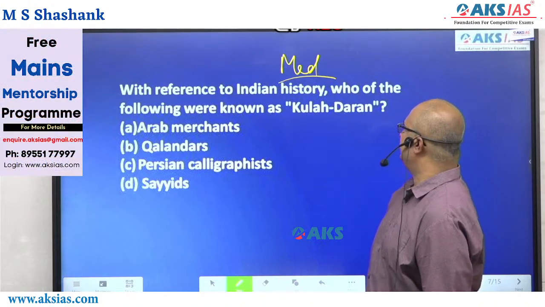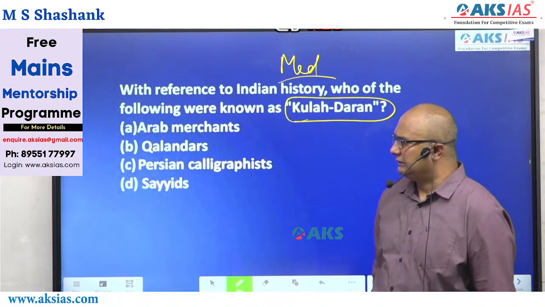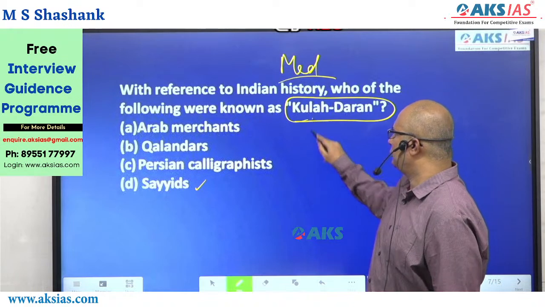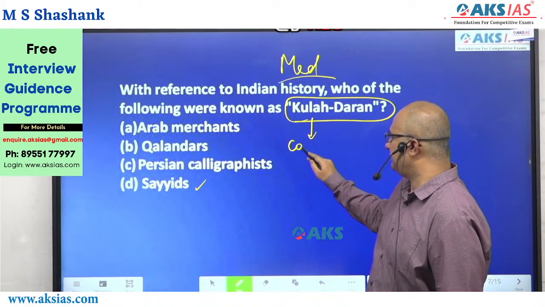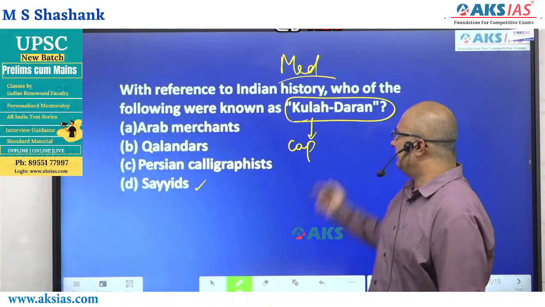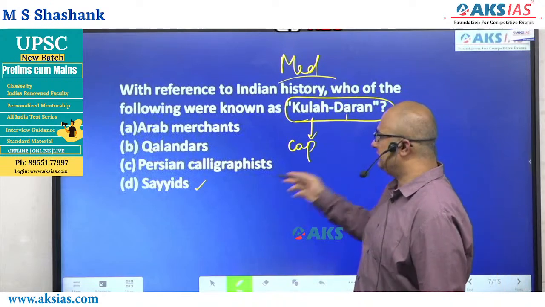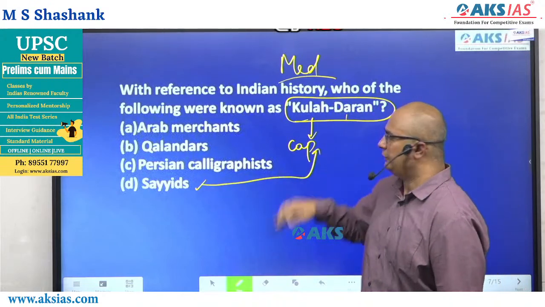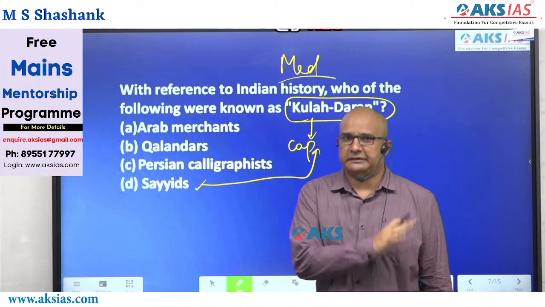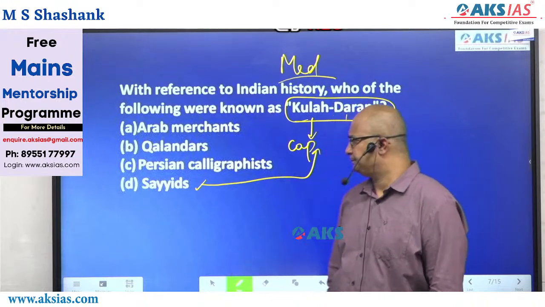With reference to the Indian history, who of the following were known as Kuladaran? The answer is Sayyids. What do you mean by this? Kula is a kind of cap these people used to wear, a pointed cap. And Dharan is like wearing, who wears it. So these Sayyids were those people who used to wear such caps. So you call them the Kuladaran. Again, a difficult question. You will not find it generally in the standard books.